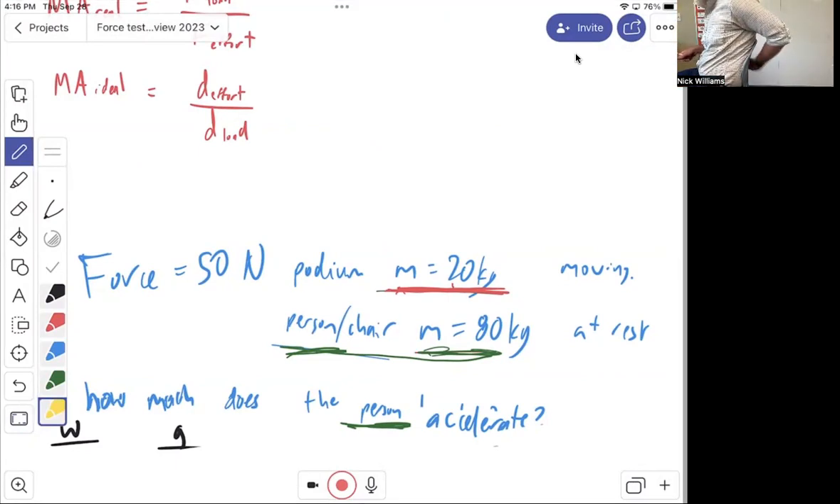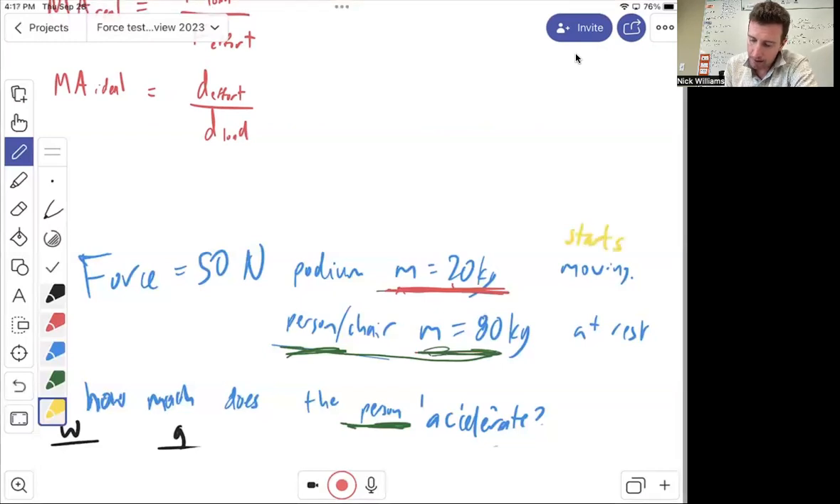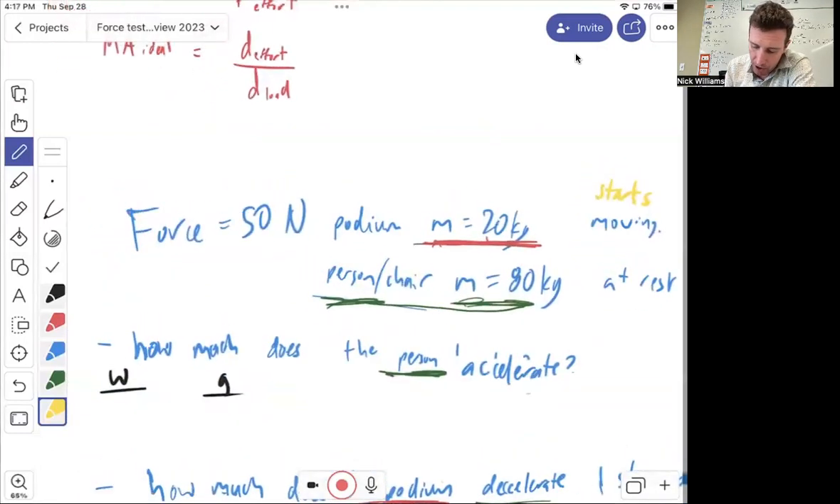When it hits me from behind, the podium will stop. And because it just hit me, I will move forwards a little bit. So we'll pretend that we had that collision. There's our scenario. When they collide, there is a force of 50 newtons. The podium has a mass of 20 kilograms and it starts moving. And then the person and the chair has a mass of 80 kilograms and starts from rest. So the first question, how much does the person accelerate?